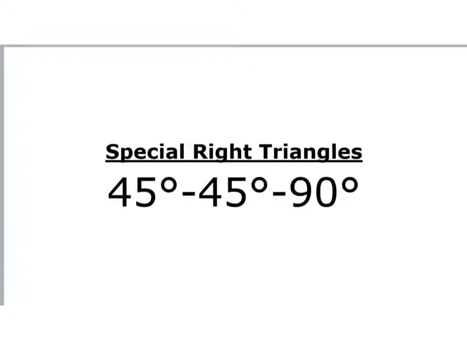Okay, so on Friday we talked about special right triangles that had angles that measured 30 degrees, 60 degrees, and 90 degrees, and we looked at the pattern that resulted for the side lengths of a 30-60-90 degree triangle. Today we're still going to look at special right triangles, but instead of 30 degrees and 60 degrees, what are my other two angles? 45 and 45, which actually makes this a lot easier than Friday.